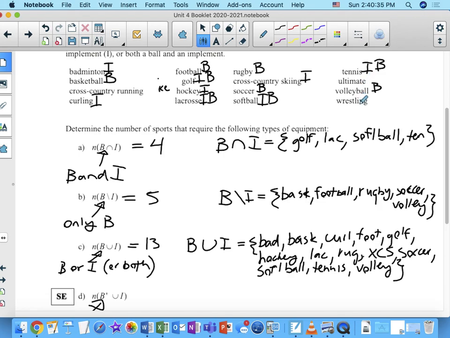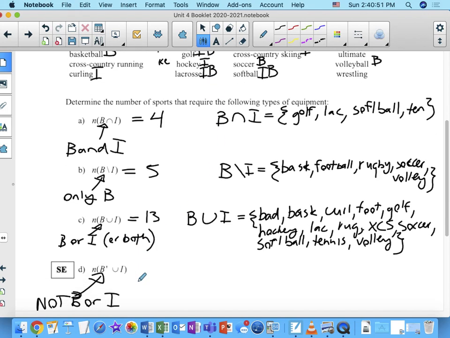Okay, so those are all the not Bs. But then, because it could be or an I, we have to look at the ones that have a B and an I and add those ones back in, because those satisfy the or I part. Okay, so this one is tricky, tricky, tricky.